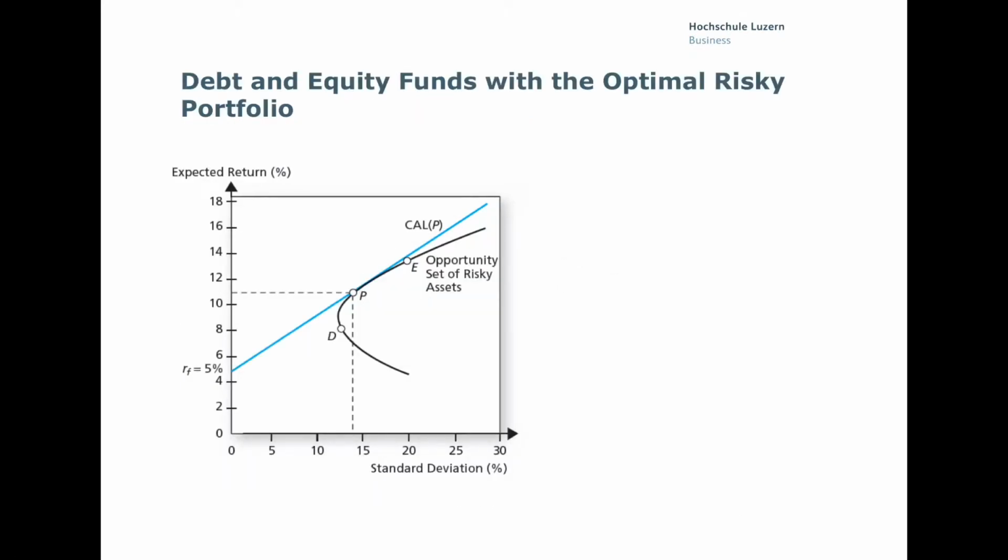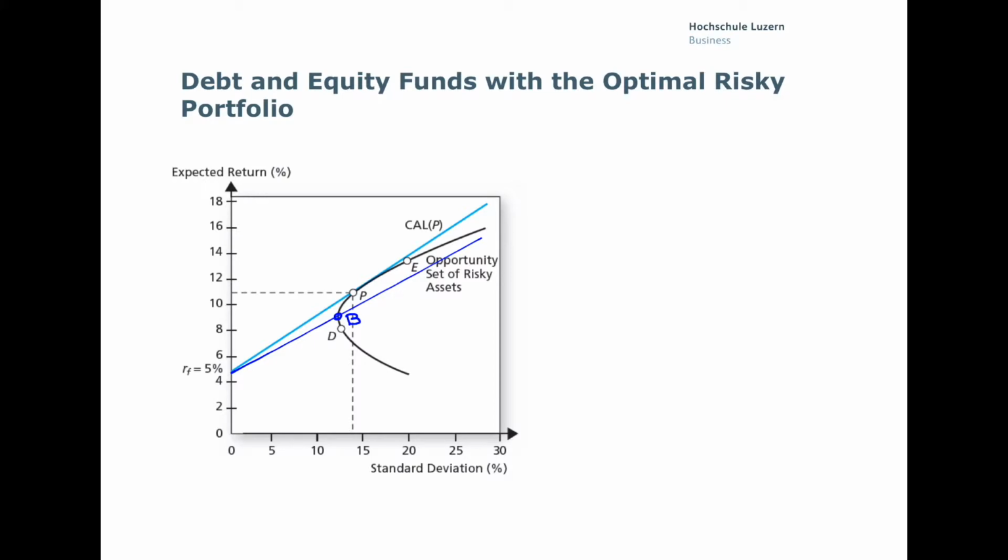Debt and equity funds with the optimal risky portfolio. From the previous slide, we realized that the portfolio B has a higher Sharpe ratio than portfolio A. But why stop at the portfolio B? We can continue to ratchet the capital allocation line upwards to the greatest extent possible, which is where it ultimately reaches the point of tangency with the investment opportunity set. This yields the capital allocation line with the highest feasible Sharpe ratio.